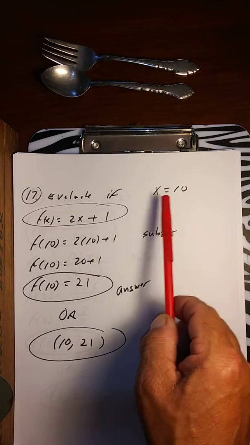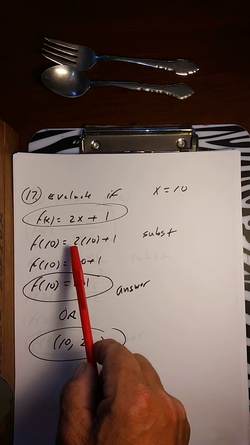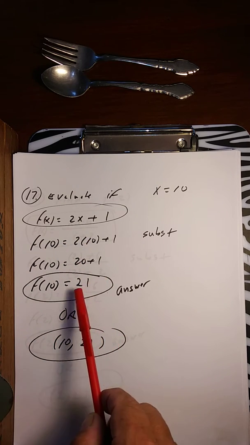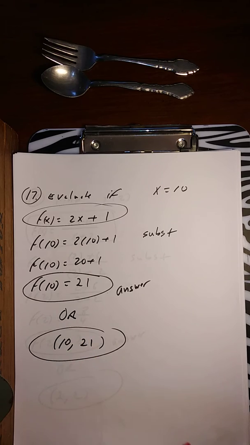Evaluate if x is 10. So this function, f of 10 is 2 times 10. 20 plus 1 is 21. So f of 10 is 21, or 10, 21.